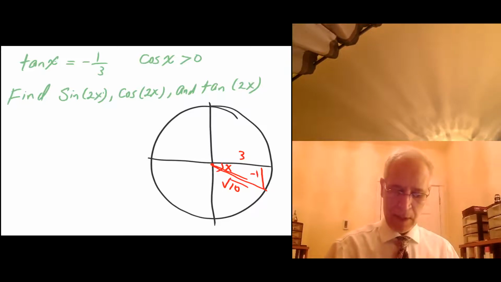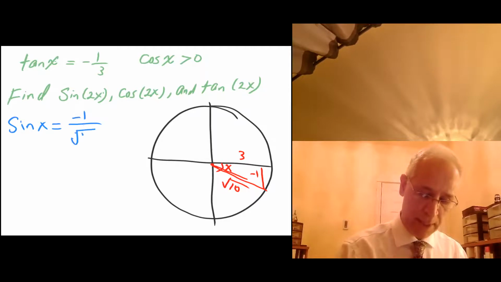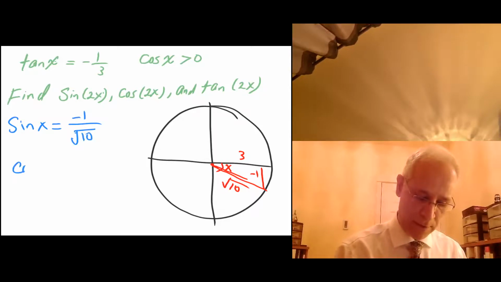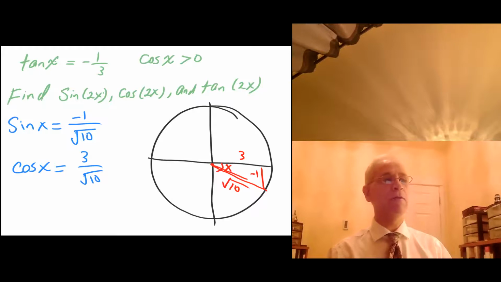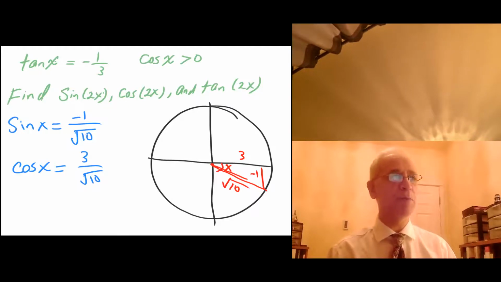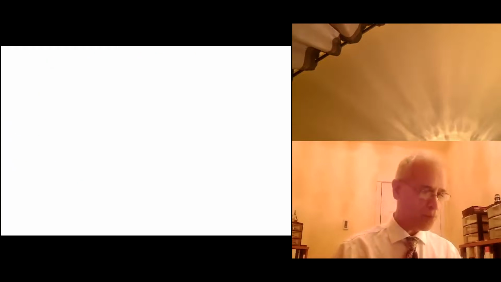10. And looking at this triangle, now I can claim that sine of x equals -1 over root 10, and cosine of x equals 3 over root 10. And now I'm ready to use my double angle formulas. Let me go to the next page.